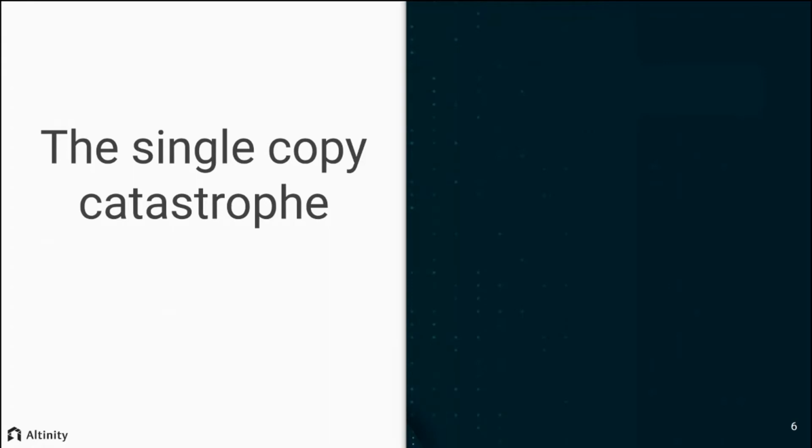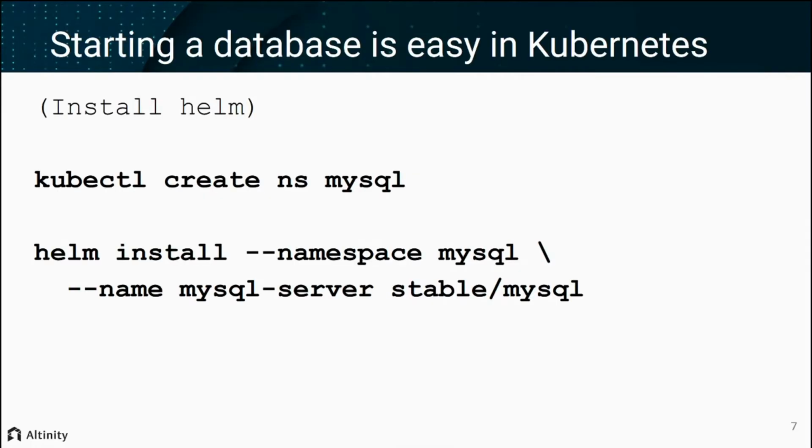So the first problem that I want to discuss is what I call the single copy catastrophe. This is pretty obvious from the name. But first, let's start by praising Kubernetes. One of the things that is wonderful about Kubernetes is how easy it is to set up complex applications. In this particular example, I'm going to use Helm. Helm is a popular tool to create deployments in Kubernetes. Bring them up, you can upgrade them, you can take them away.